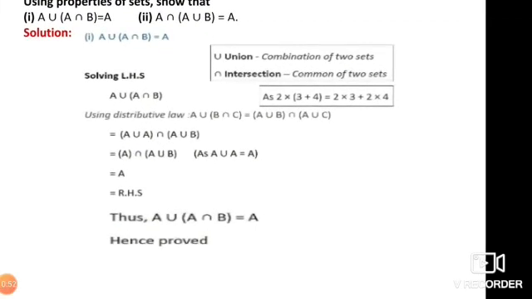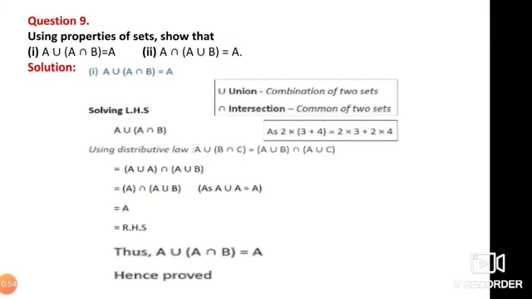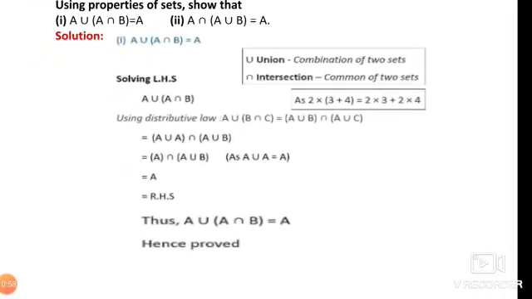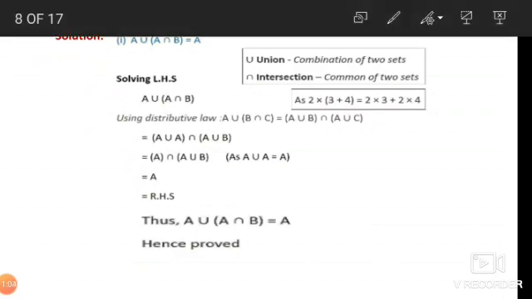Next, using properties of sets, show that A union A intersection B equal to A intersection A union B equal to A. See, it's very easy. Using the distributive law, you can write A union A intersection B is equal to A union A intersection A union B. So what is A union A? It is A. So A intersection A union B is A. So it is proved.